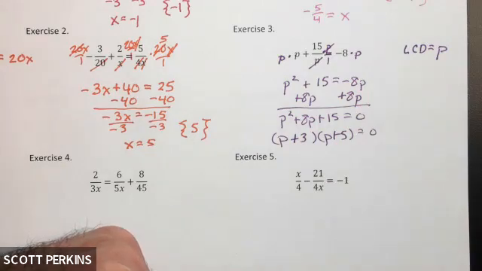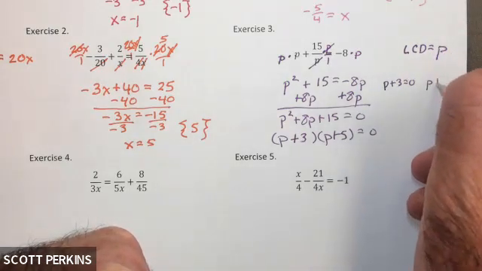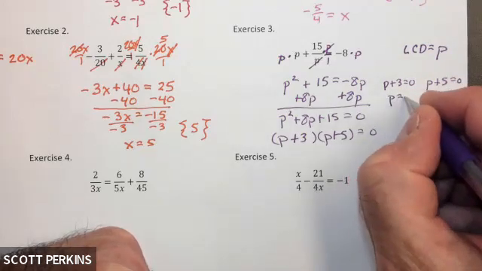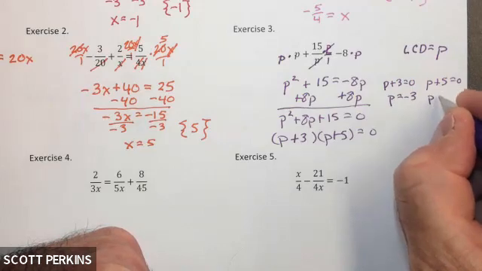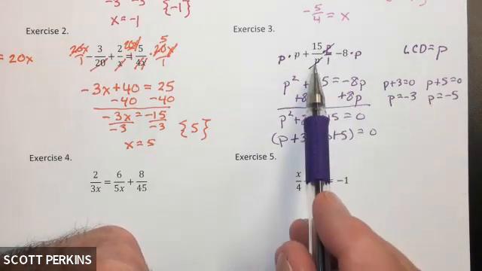And now by the principle of zero products, I take each of those factors. I don't know what they are, but I know that one of them has to be 0. So I say, okay, p plus 3 equals 0 or p plus 5 equals 0. In the first case, p is negative 3. In the second case, p is negative 5. Again, neither of those make my denominator 0.